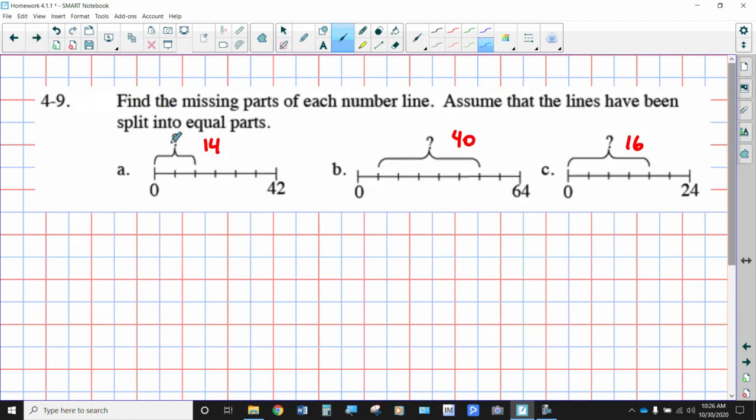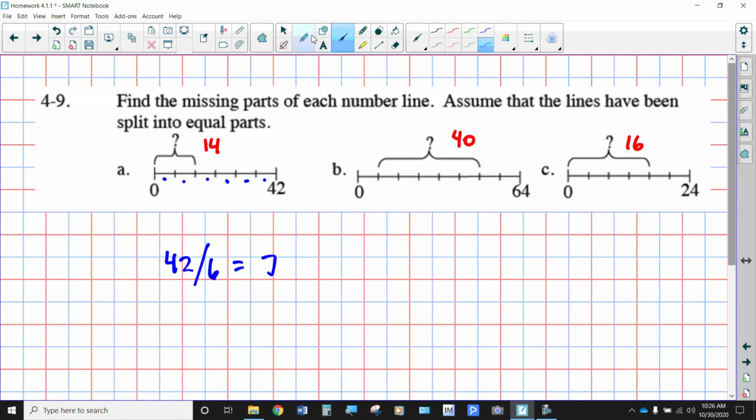All right, so something that we've done in the past, find the missing parts of each line. Before I can figure out what this part is, I need to know what each one of these sections is equal to. There's a total of 1, 2, 3, 4, 5, 6 sections. So 42 is divided into 6 equal sections, meaning each one is 7.